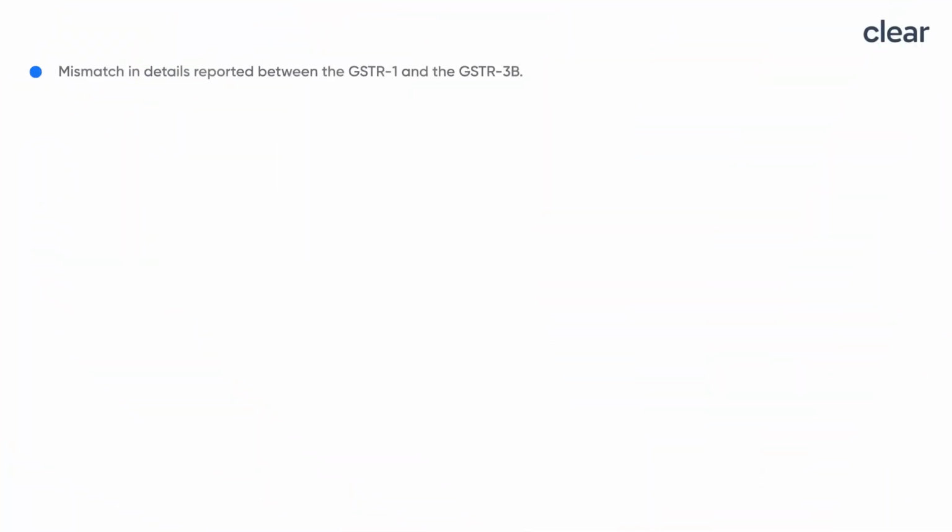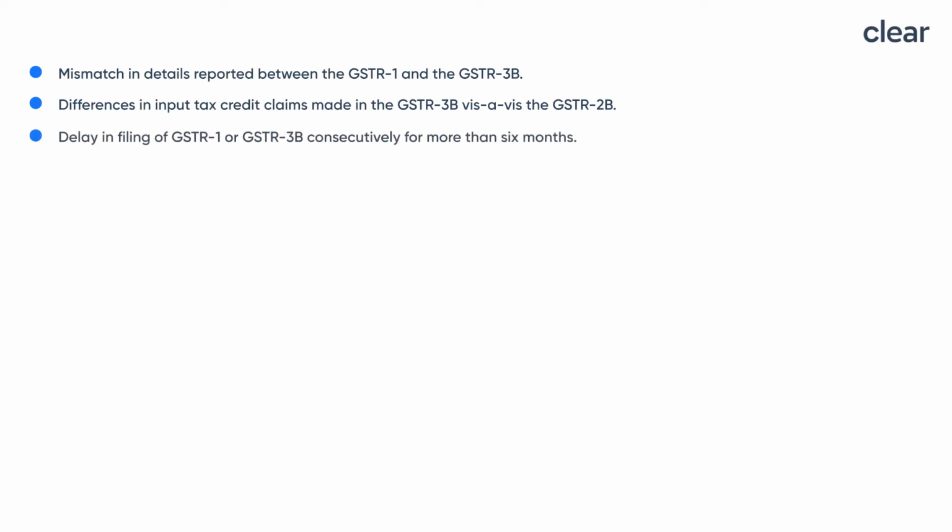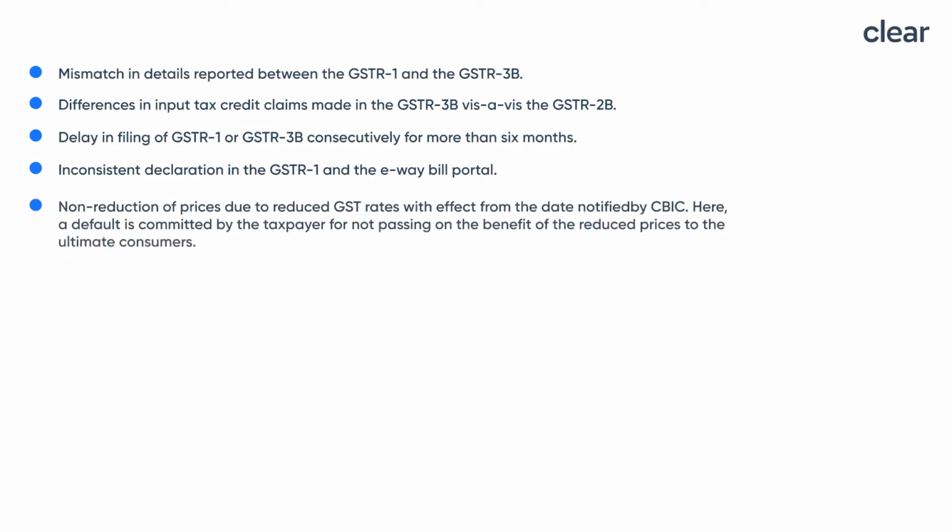Now, let me take you through some of the common reasons why you could receive a GST notice. Number 1. Mismatch in details reported between GSTR1 and GSTR3B. Number 2. Differences in input tax credit claims made in the GSTR3B compared to GSTR2B. Number 3. Delay in filing of GSTR1 or GSTR3B consecutively for more than 6 months. Number 4. Inconsistent declaration in GSTR1 and the e-way bill portal. Number 5. Non-reduction of prices due to reduced GST rates with effect from date notified by CBIC.